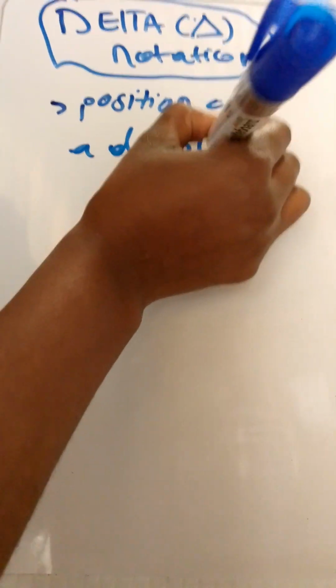Now we have what is known as the delta notation. You may be asking yourself, what is this delta notation? Why are they always putting the delta notation in some of the scientific names of these fatty acids? You are mainly going to be seeing it in unsaturated fatty acids because it represents the position of a double bond.